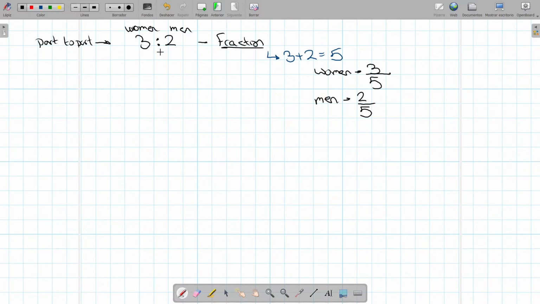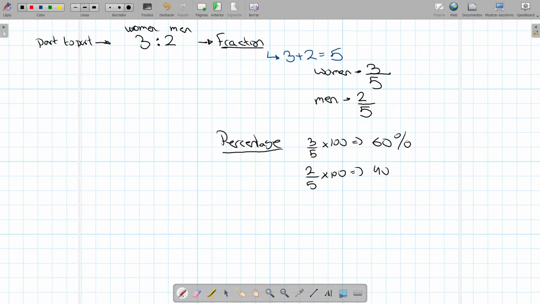So how do we convert the ratio to percentage? Well, the easiest way is to convert the ratio to fraction, and then from there to percentage. Because we've said that in order to convert a fraction to percentage, we divide that and we multiply it by 100. So 3 divided by 5 multiplied by 100 is 60%. Okay, so 60 out of 100. And 2 divided by 5 and multiplied by 100, so that means we've got a 40%.